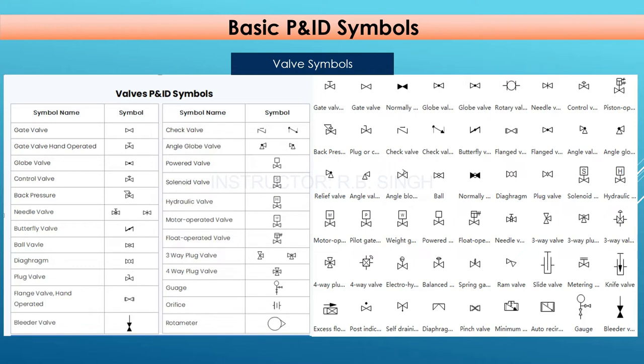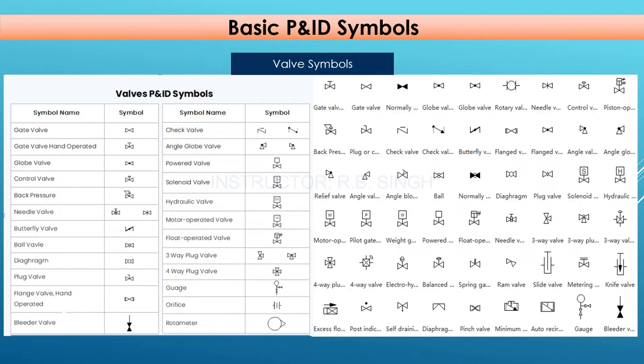Whenever you see these types of symbols in your P&ID, you must know this is the globe valve, or this is the gate valve, or this is the ball valve, right? Because there will be no mention that this is the gate valve, just the symbol will be there. So you must know this is the globe valve. And suppose you don't know about any particular valve, then go back to the legend sheet and check what the symbol indicates, so you can know. So these symbols you must know.